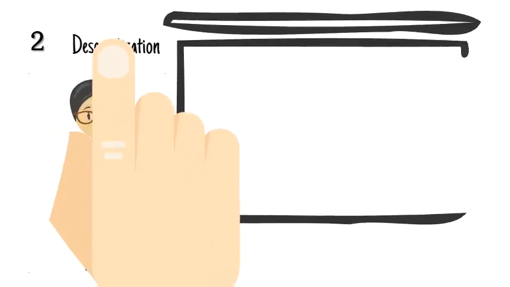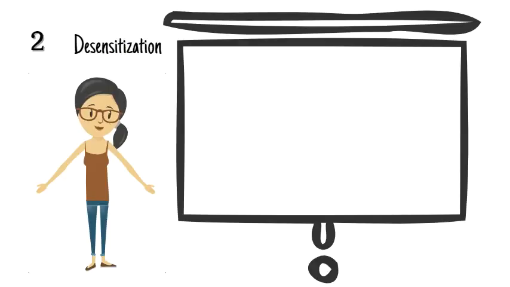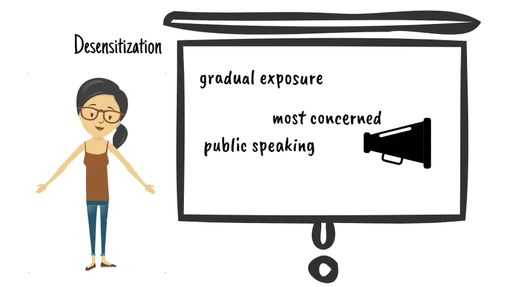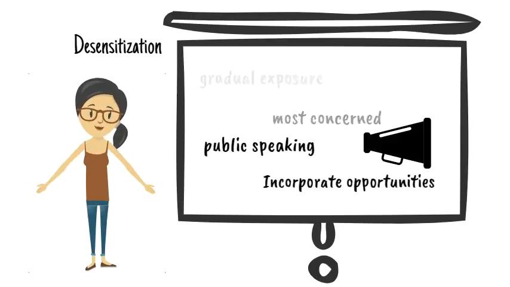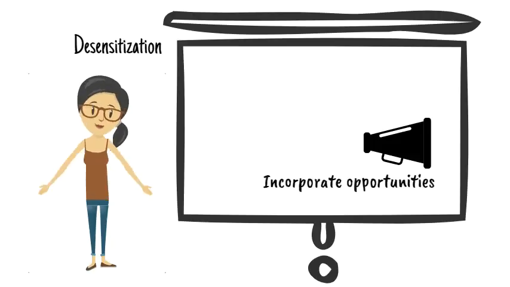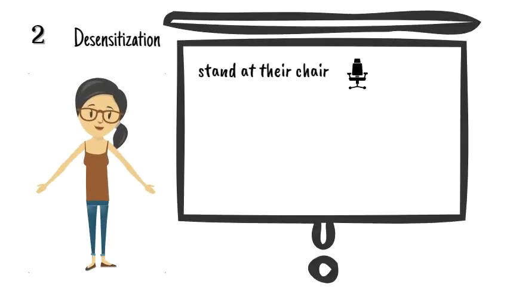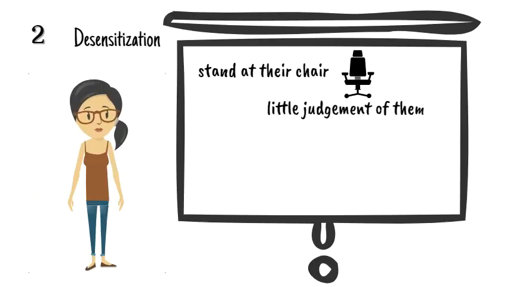Number 2. Desensitization. Plan your instructional practices to allow for gradual exposure to those areas students are most concerned about. For instance, you'll often find students don't like participating in public speaking or giving presentations. Incorporate opportunities for students to build confidence in this area, such as asking them to stand at their chair when they read aloud, or asking them to stand at the front of the class for another reason that involves little judgment of them as learners.